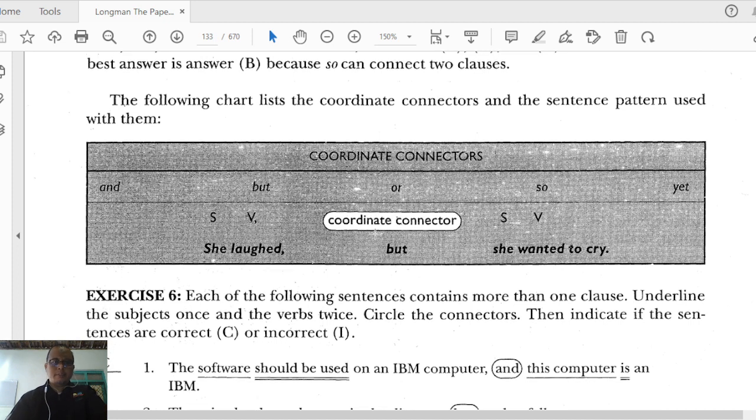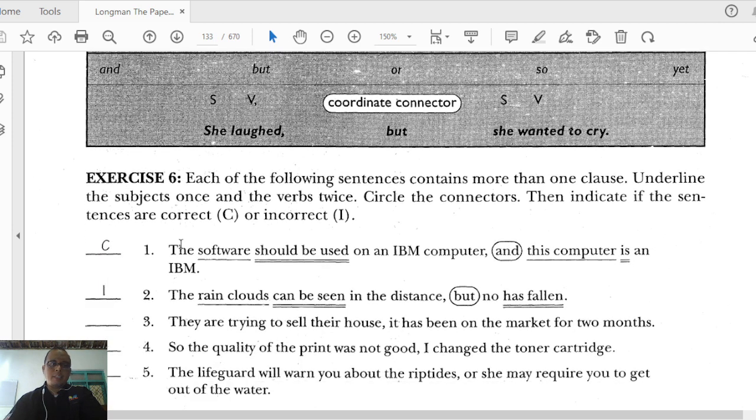Coordinate connector, ya. She laughed, but she wanted to cry. She laughed, it is past tense, and then she wanted, also past tense. Jadi kalau dua-duanya adalah paralel kalimat atau phrases yang sama, baik itu tenses, baik itu adjective, ya kita pakainya ini. Coordinate itu adalah kalau kedua kalimatnya adalah paralel atau sama. So exercise 6. Each of the following sentences contains more than one clause.